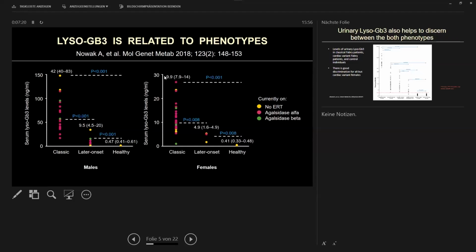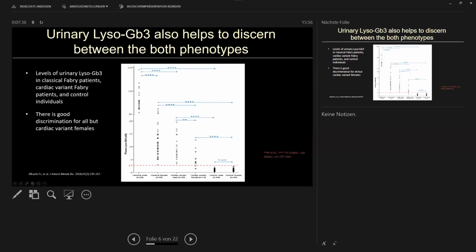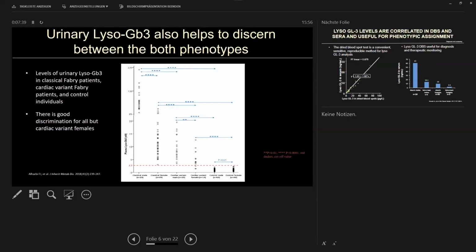And the same pattern you can observe in the females, but in the females you see that we have values up to 30, while in the males we have values up to 150 nanograms per milliliter. The same in urine, we can see a similar pattern in the urine. And if we have urine, of course, then we have a less invasive assessment in order to diagnose and distinguish between the two phenotypes.